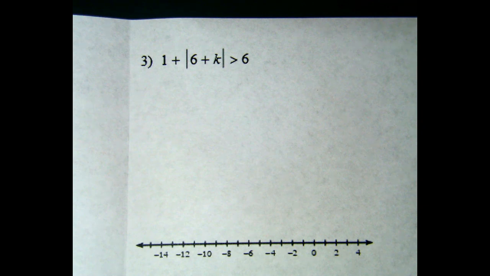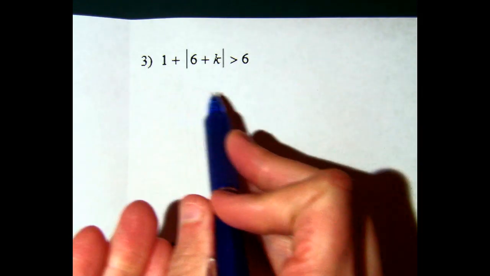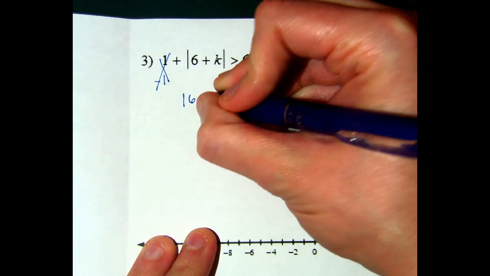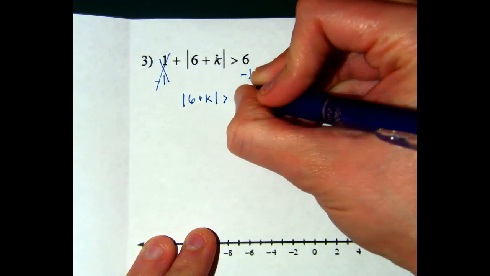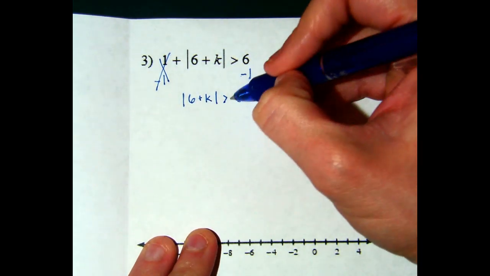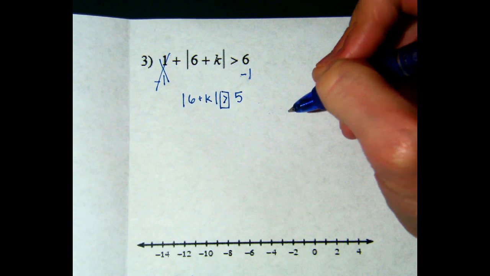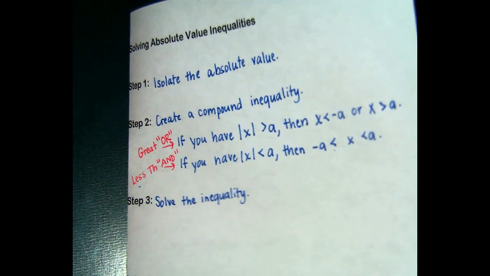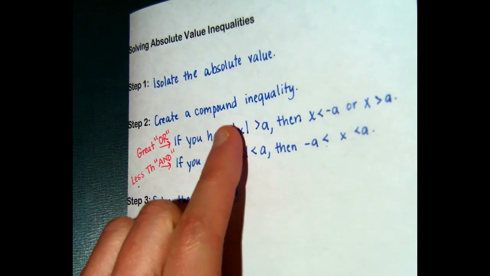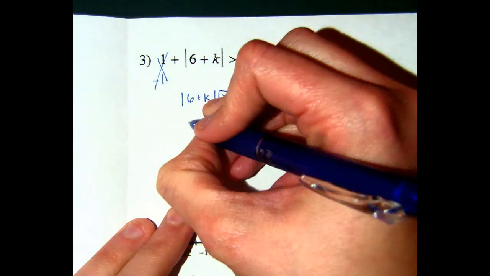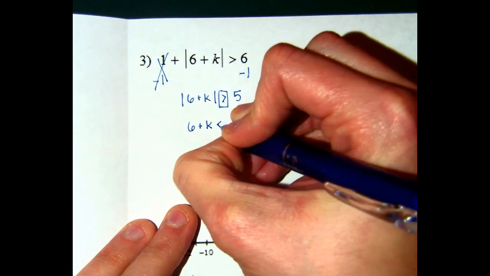We are going to have to move stuff away from the absolute value so that it's by itself. This is a positive 1, so we're going to do the opposite of that, which is subtract. I have the absolute value of 6 plus k is greater than 5. I am not looking at my symbol until the absolute value is by itself on one side. Now I have greater. I'm using the steps on the front. I have greater this time. So I'm going to say x is less than a negative number. So 6 plus k is less than negative 5.